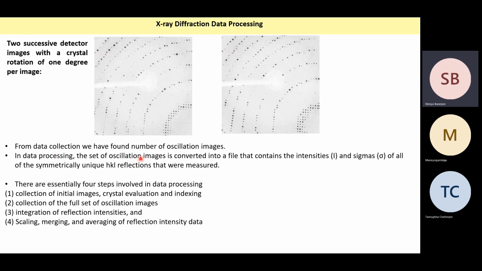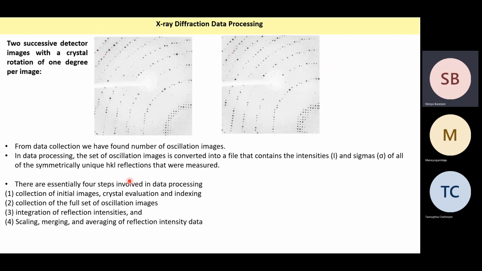So from data collection, we can find a number of oscillation images where the crystal has been oscillated by several degrees. And in data processing, this set of oscillation images is converted into a file that contains the intensity I and sigma of the symmetrically unique HKL reflections that were measured.